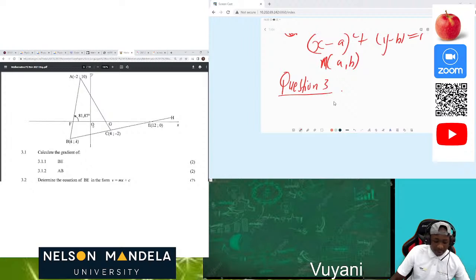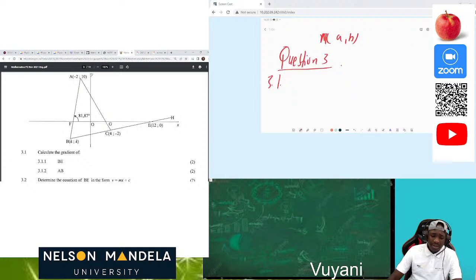So question 3.1. What do we know about the line BE? We know that the gradients between B, C, and E are equal to each other. These are what we call collinear points. That is supposed to lead us to the right method of calculation. All right, so let's go.